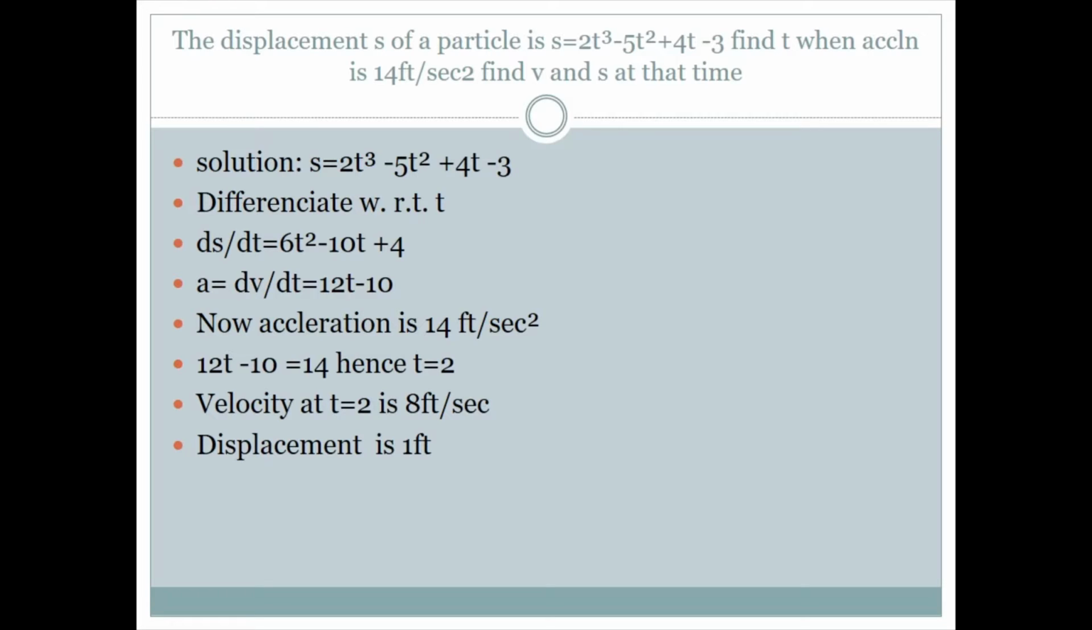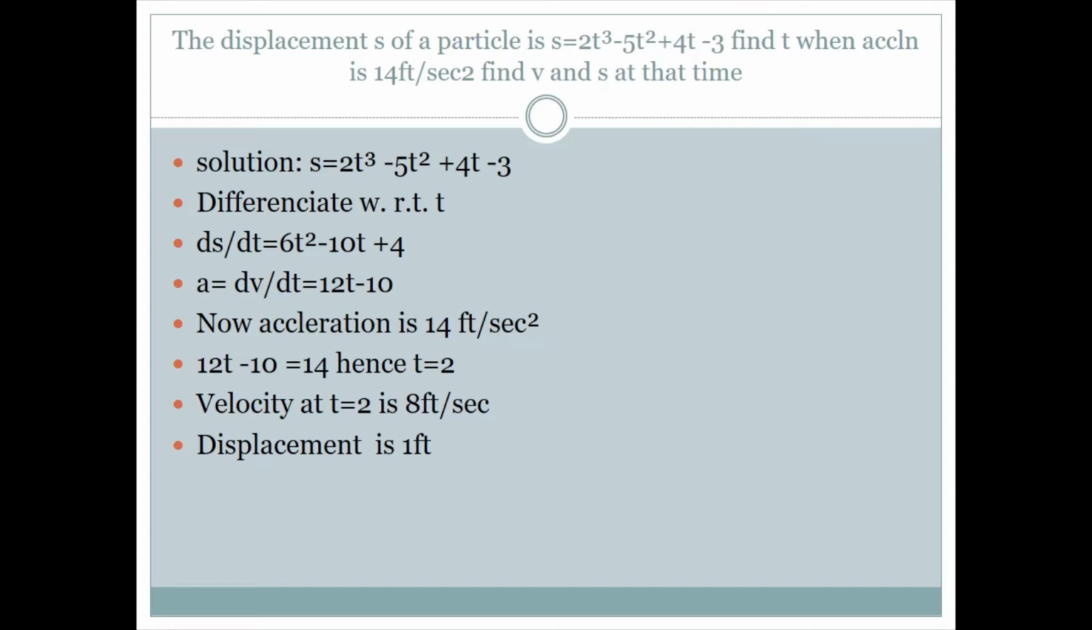Also, the displacement of a particle is s is equal to 2t cube minus 5t square plus 4t minus 3. Find t when acceleration is 14 feet per second square. Find the velocity and displacement at that time. Now solution. You are given the equation of displacement s, and we know that v is velocity, which is equal to the rate of change of displacement. So differentiate s with respect to t, we get 6t square minus 10t plus 4.